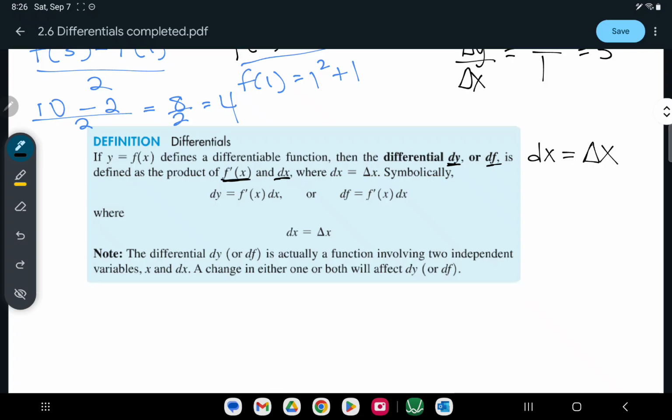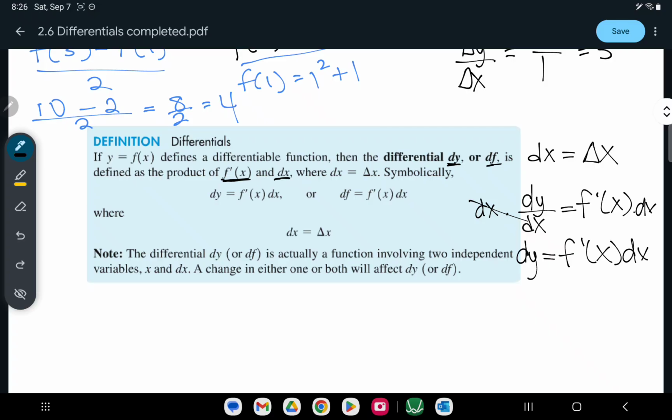And dy, let's think of derivative. So the derivative we say is dy over dx is the derivative. Well, if I want just dy, I could just multiply both sides by dx. So dy is just f prime of x times dx. Okay?